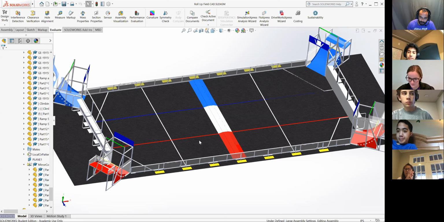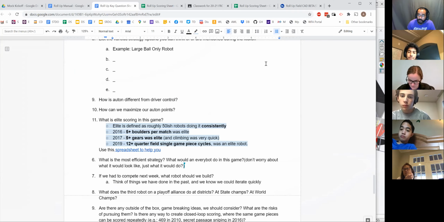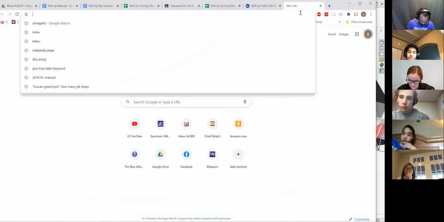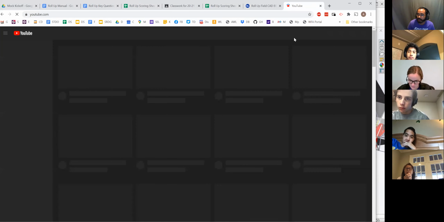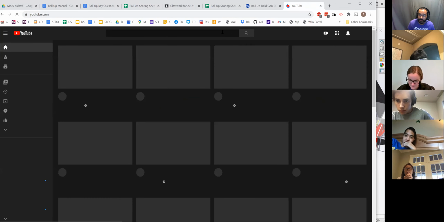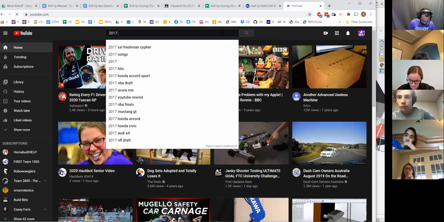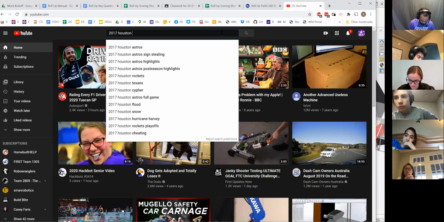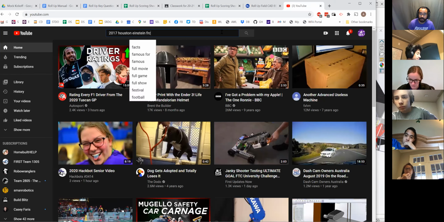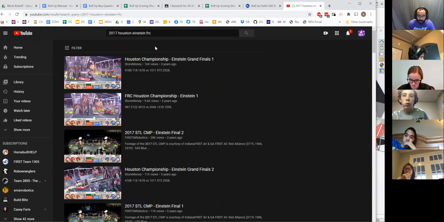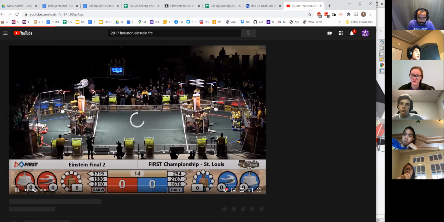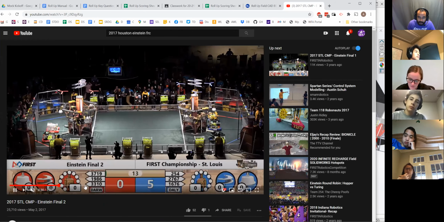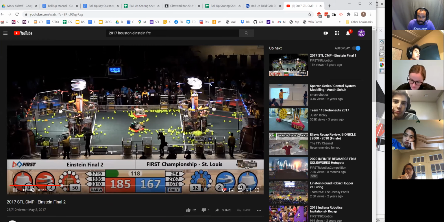So you could potentially do some very fast cycles that way. Small balls are going to be all over the field, because even if they come dumped out of here, once a robot drives through, they get pushed all over the place. If people have not watched a lot of 2017 matches that had a lot of fuel, 2017, Houston, Einstein, FRC, those are really bad camera angles. St. Louis Einstein had better camera angles. I think they had some decent ones.